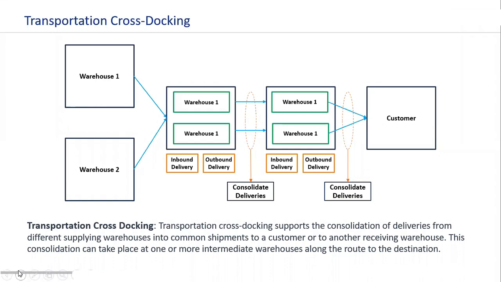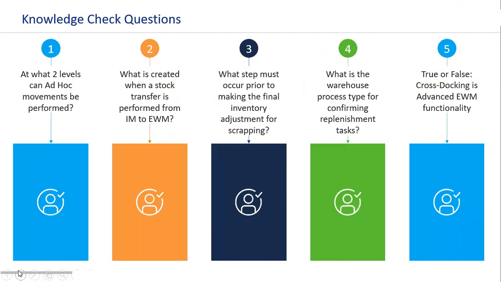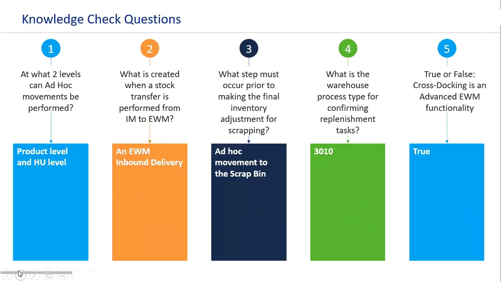This isn't relevant for transportation cross-docking, this isn't relevant for EWM in the UK anyway. So at what 2 levels can ad hoc movements be performed? Product level and HU level. So you can move the full product, or you can move products off the handling unit, as we demoed with the scrapping, and then the slide that showed you can just move a certain quantity.